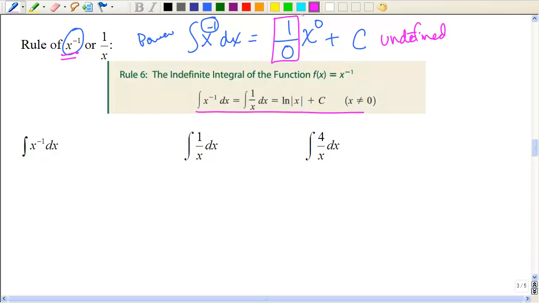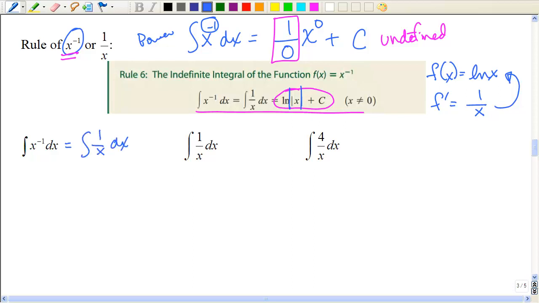And it leads us to x to the -1, which is the same as 1 over x, is that natural log of x function. Let's see if we can remember this. Remember, if f of x is the natural log of x, the derivative was 1 over x. So obviously the antiderivative is going backwards. And we need to put those absolute value signs. So this just follows the rule. This is the same as 1 over x.